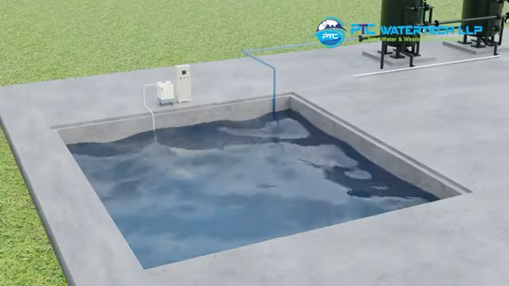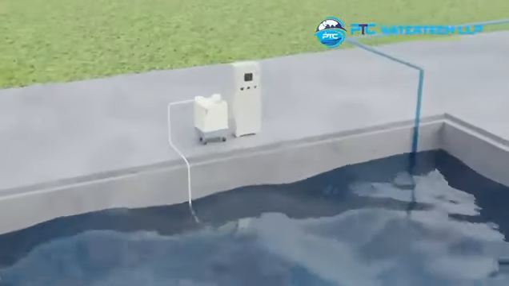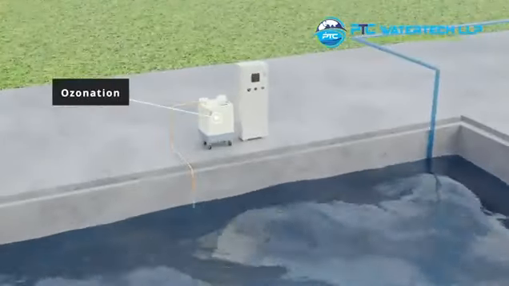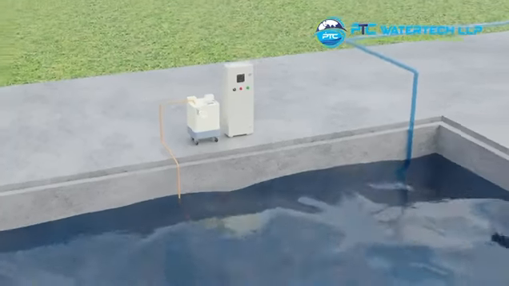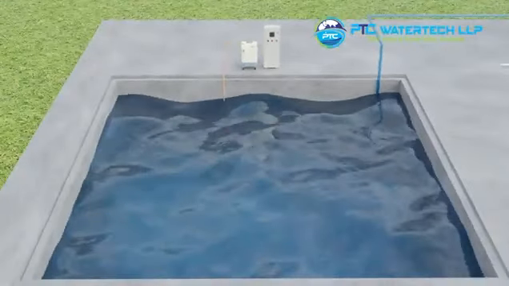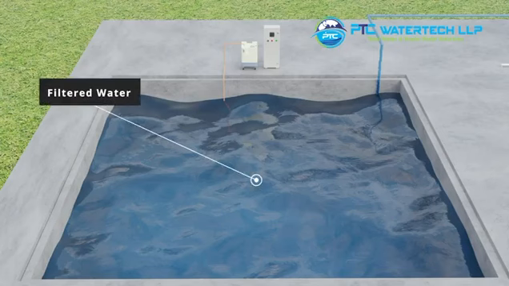Then the treated effluent is further disinfected with the help of ozonation for the reduction of E. coli and bacteria. Finally, the filtered water will be collected in the irrigation and flushing water tank, from where it will be used for desired non-potable applications such as gardening and flushing.